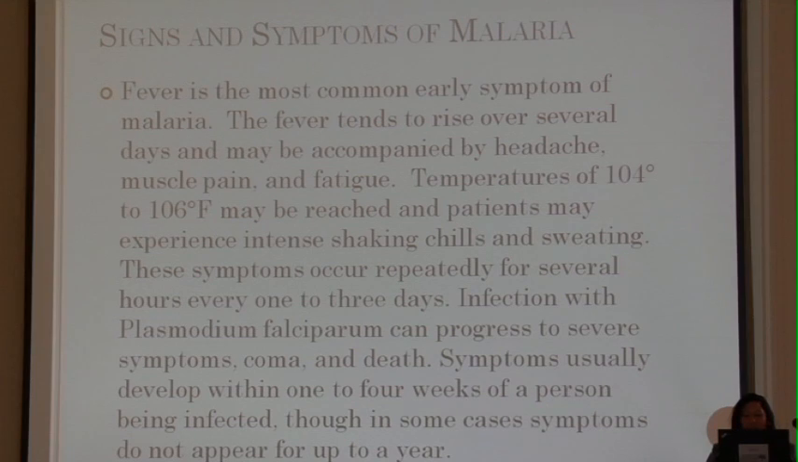Infection with Plasmodium falciparum can progress to severe symptoms, coma, and death. Symptoms usually develop within 1 to 4 weeks of a person being infected, though in some cases, symptoms do not appear for over a year.